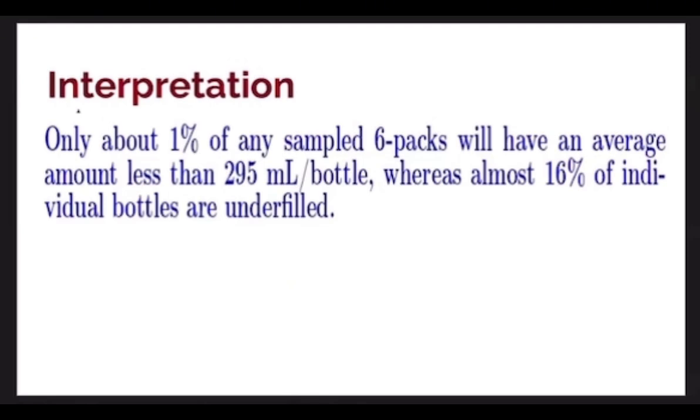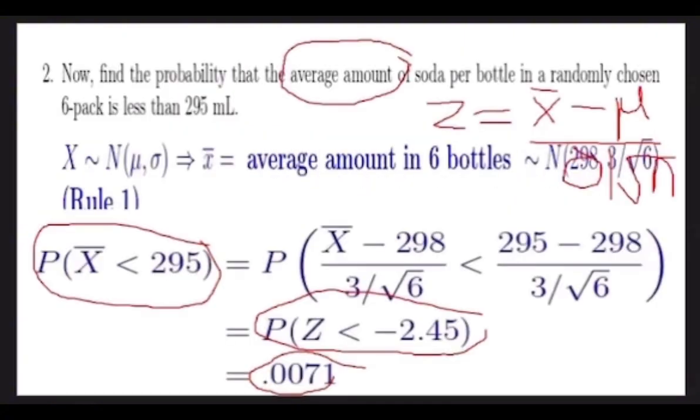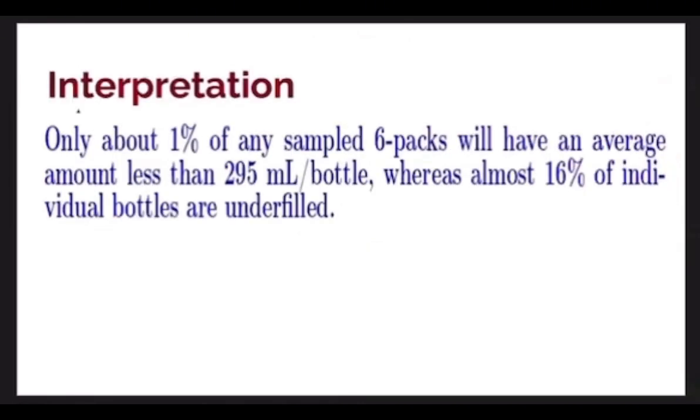It makes more sense interpreting in percentage. Look at what I said: only about 1% of any sample six-pack. If you want to interpret probability that has to do with the mean, you need to mention the sample size you talk about. Don't forget, to arrive at 0.0071, we actually use a sample size of 6. You have to mention that. And that's what you're seeing here. I said only about 1% of any sample six-pack have an average amount less than 295.